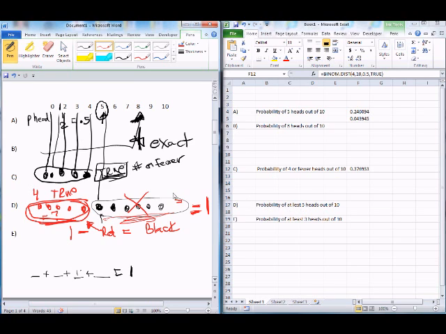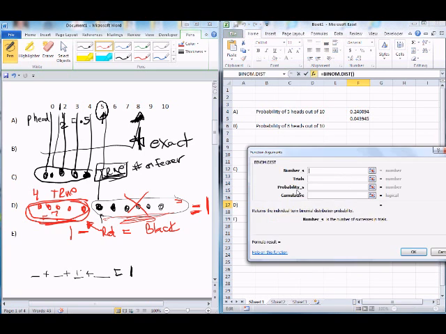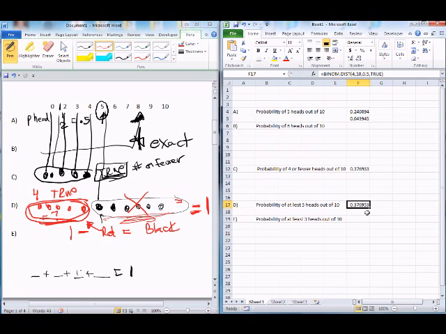The probability of at least 5, I'm going to do the probability of 4 or less. Watch how I do this. I click on here. I want to do the probability of 4 or less. I double click my function, binomial distribution. I want to do 4 or less. Remember, or less is true. The number of trials is 10, and the probability of getting a head is 0.5. So this is the probability of 4 or less, but I need the probability of 5 or more.